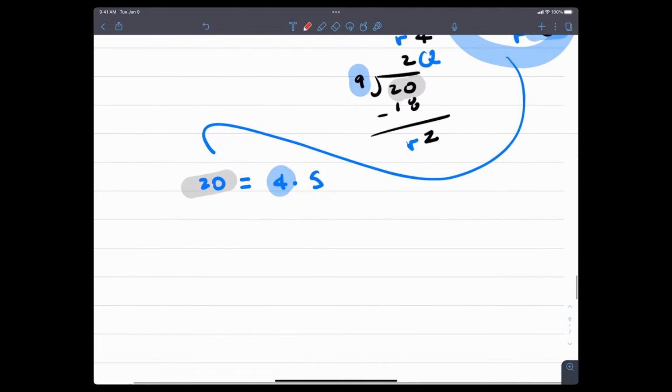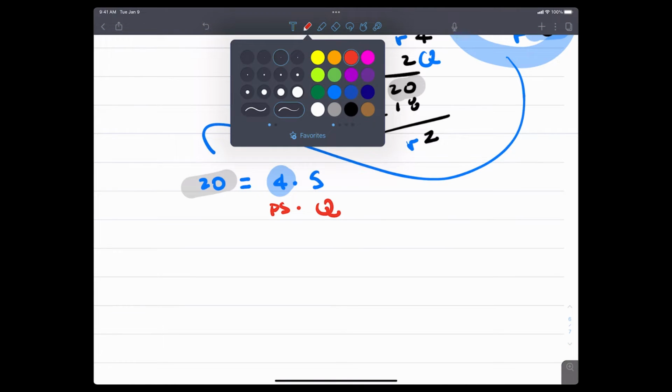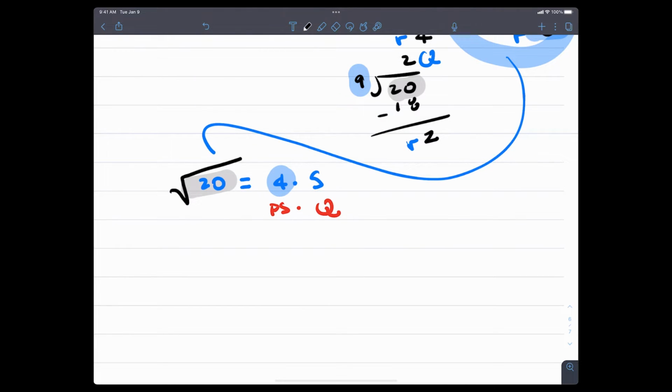When I teach this, I show the students perfect square times our what? Quotient, okay? Now, this is what this means. We're trying to take the square root of 20. 20 is really 4 times 5. Do you guys notice that? 4 times 5 is 20. This is the process to simplify a radical.